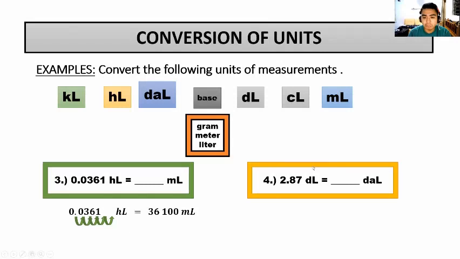So number 4 example, we have 2.87 deciliter to how many decaliter? So mula deciliter, mag-move tayo, mapapansin nyo dito, no? Move tayo ng 2 beses mula kanan papunta sa kaliwa. Yung decimal point. So dun sa 2.87 natin na deciliter, move tayo ng decimal point pakaliwa. So we have 1 and 2. So this is our final answer. 0.0287 decaliter.